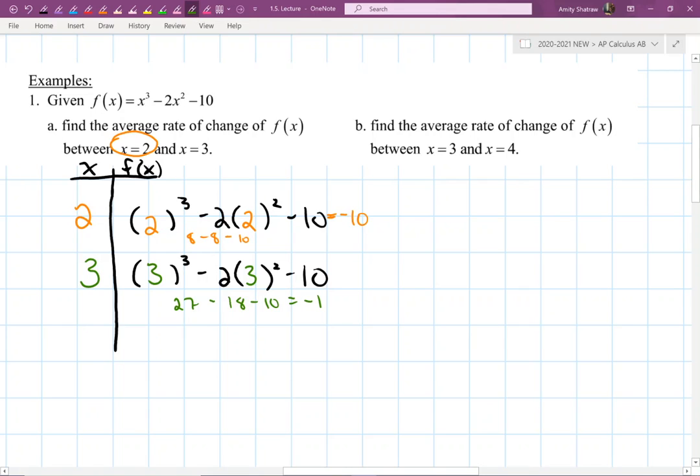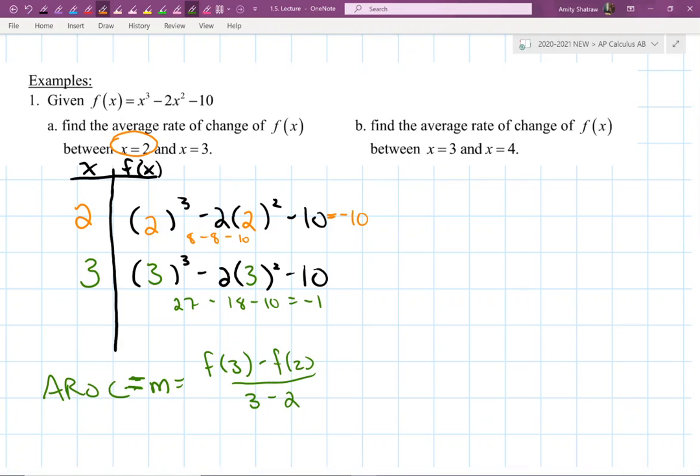So we just calculated that AROC was, and here I did that really fast. Did you realize what I was doing? AROC equals m equals f of 3 minus f of 2, all of that over 3 minus 2, because this here is x sub 1 and y sub 1. And I meant to put those in orange.